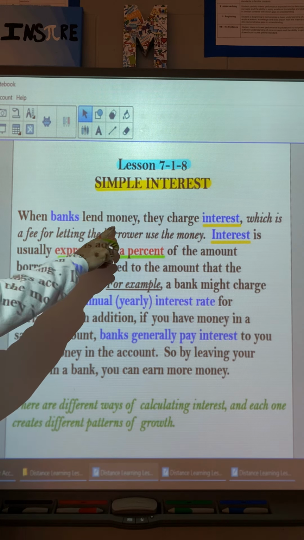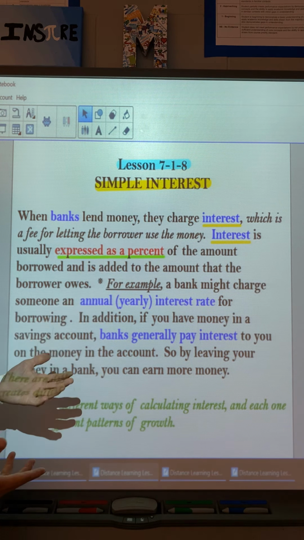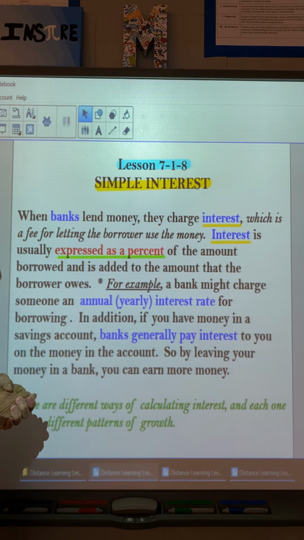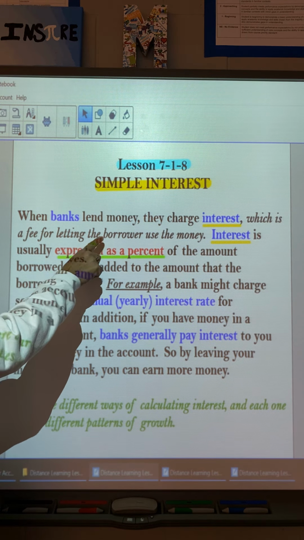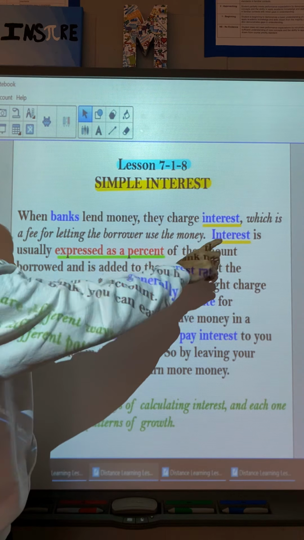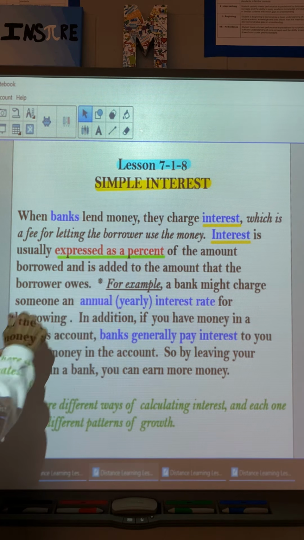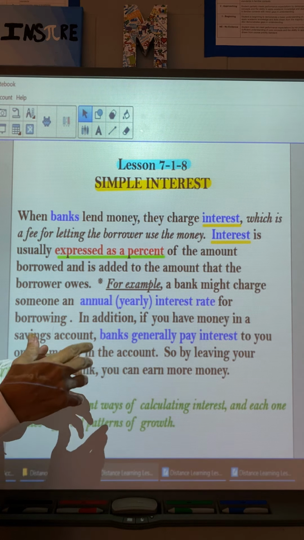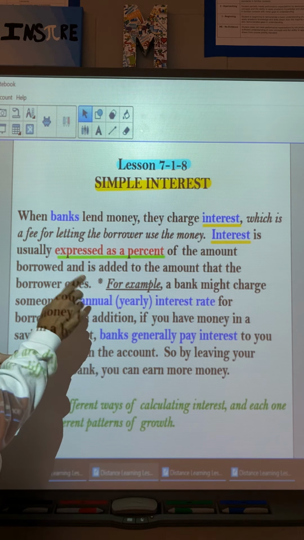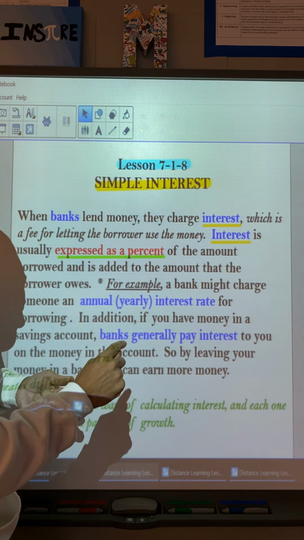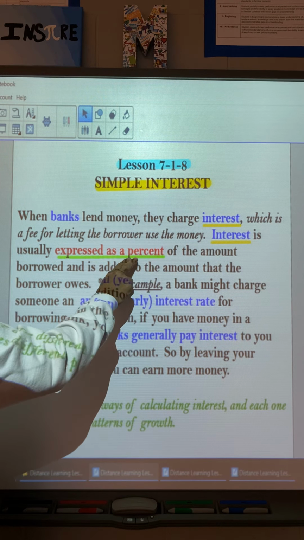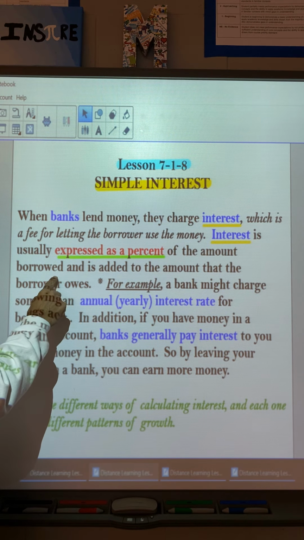So when banks lend you money, like you're going to buy a car and you need to borrow some money, they're going to charge you interest, which is their fee for letting the borrower, that's us, use the money. Interest is usually expressed as a percent, like 1%, 2%, 10%, something like that. What we're going to have to do with this percent is change it to a decimal in order to use it. It's expressed as a percent of the amount that's borrowed.